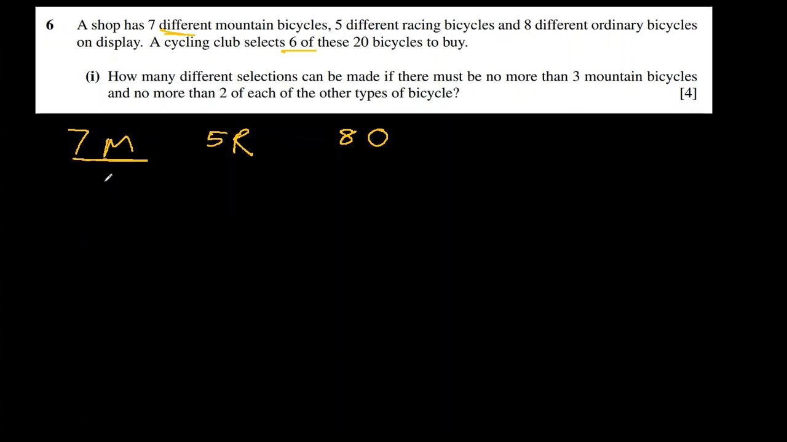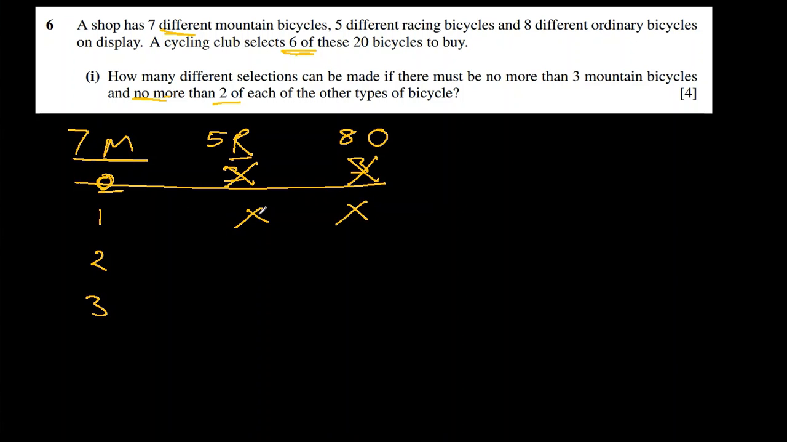Okay, so let's write 0, 1, 2, 3. They can have a maximum of 3 of them. If there are 0 mountain bikes, how many racing and how many ordinary could be there? We have to select 6, so 3 and 3. But they said you can have no more than 2 of them. That means we can't have any situation like this where we have 0 mountain bicycles. So this case is closed. What about this? If 1 is mountain, we need 5 out of them. That means one of them has to be 3 or more. So this case is also gone. We are left with only this case and this case. If there are 2 mountain bicycles, how many racing bicycles could be there?